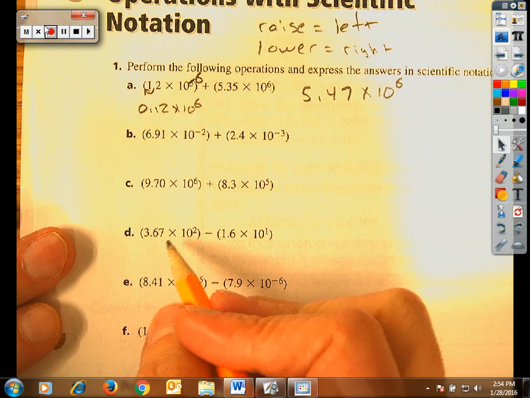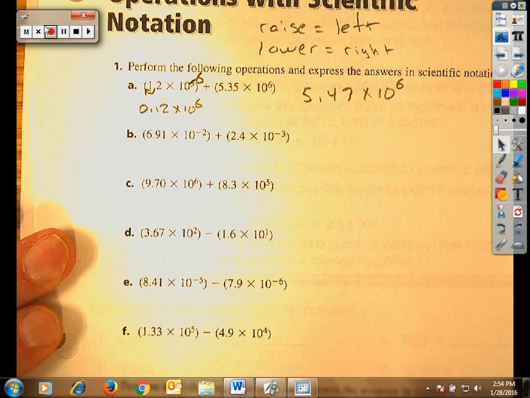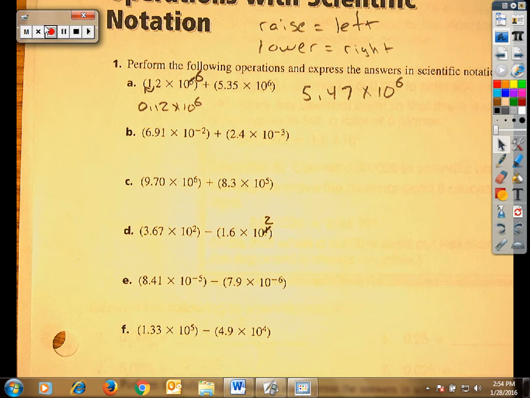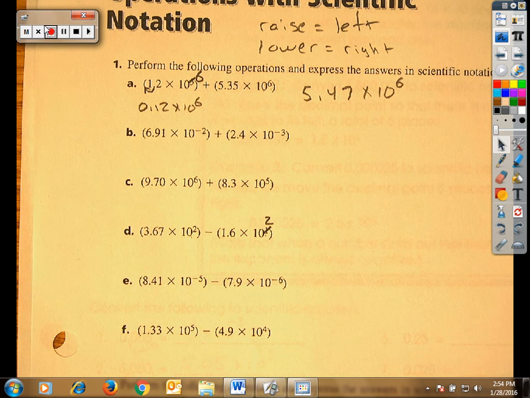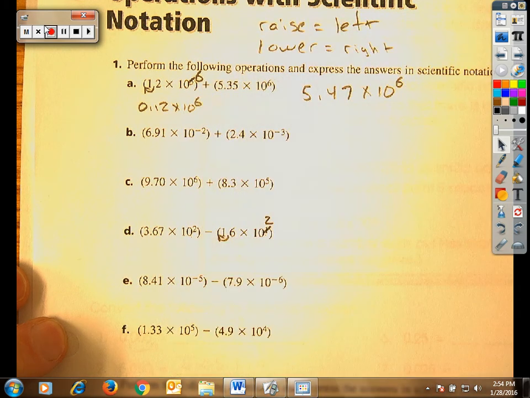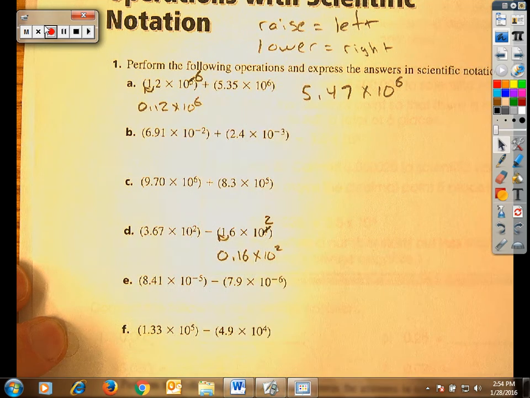We get down here, subtraction, it's going to be a similar process. I've got a 2 and a 1. I need them to match. And again, I'm going to opt for raising the lower one, getting them to match the higher number. Because usually that gives us an answer that's already in scientific notation, and it's less work for us to do in the end. Because I raised this by 1, I do have to move that decimal point to the left again. 0.16 times 10 to the 2.